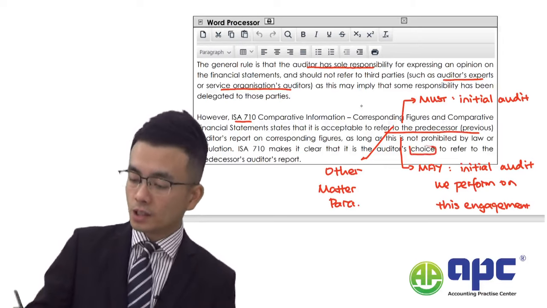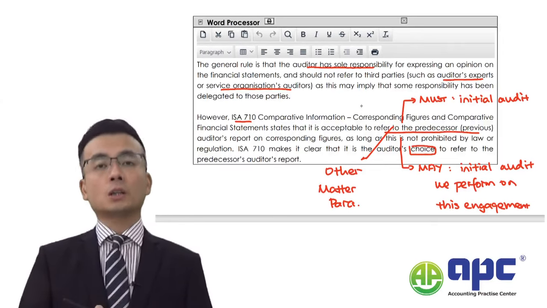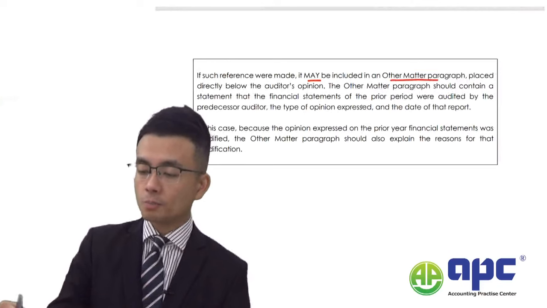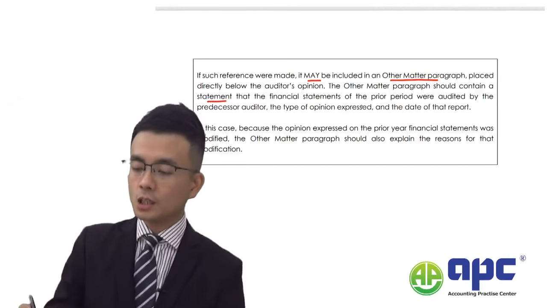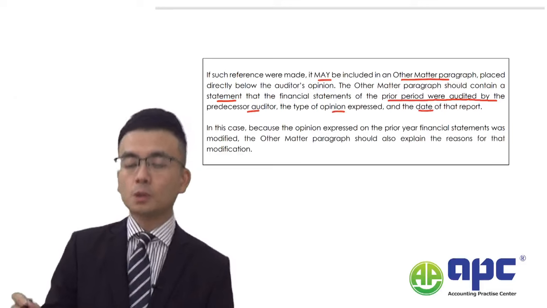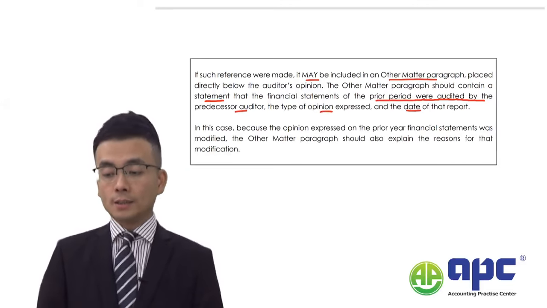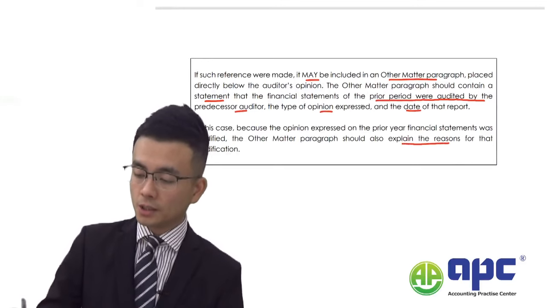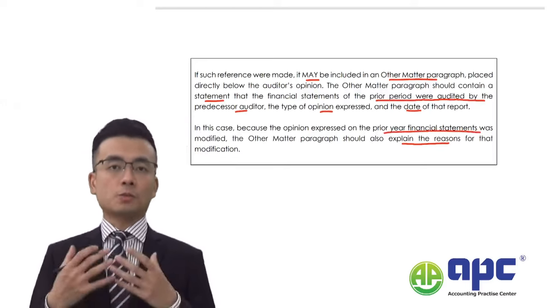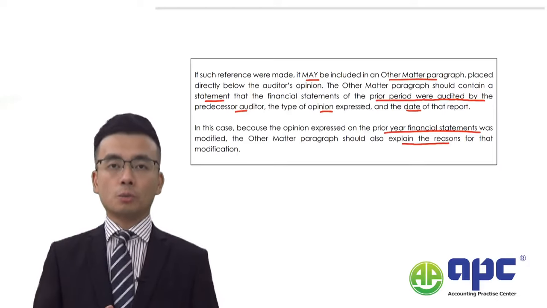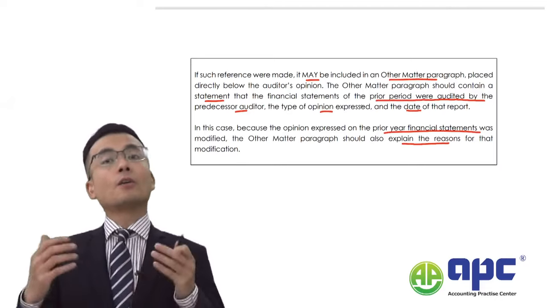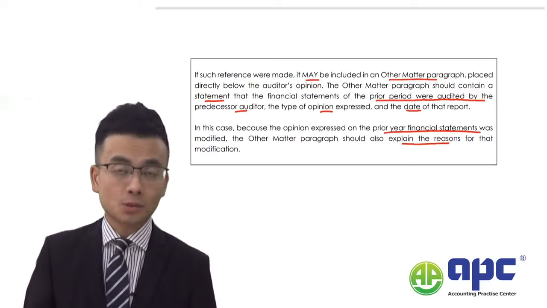Of course, here is our choice whether or not to include the predecessor auditor's report in our audit report. It may be included in the other matter paragraph, containing a statement that the previous year's financial statements were audited by the previous auditor, and we need to mention the opinion and the date of that report. And of course, we will also need to explain the reasons why the previous year's financial statements were modified. We also need to include that if we decide to choose that option to include this matter in the other matter paragraph in the auditor's report. For 3 marks, 3 sentences would be absolutely enough.